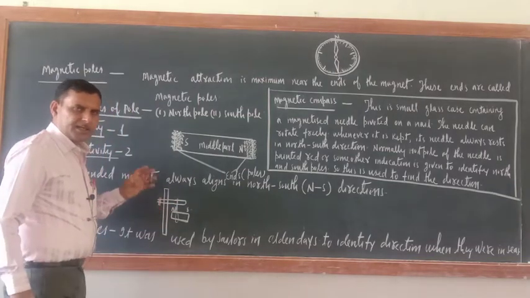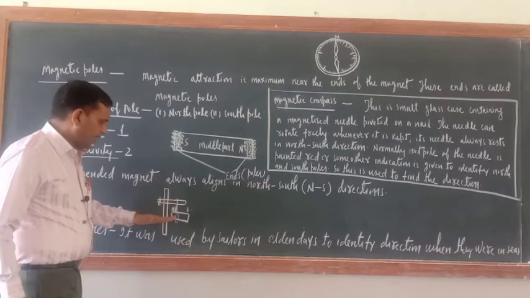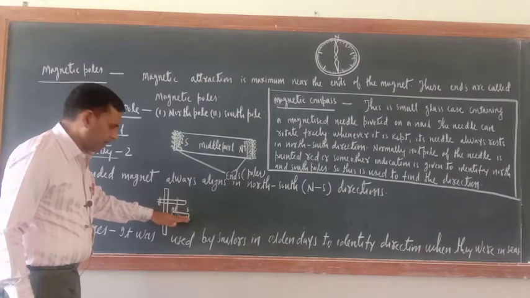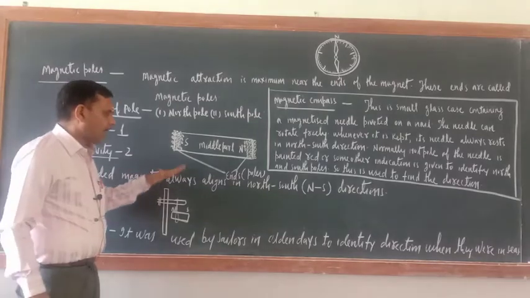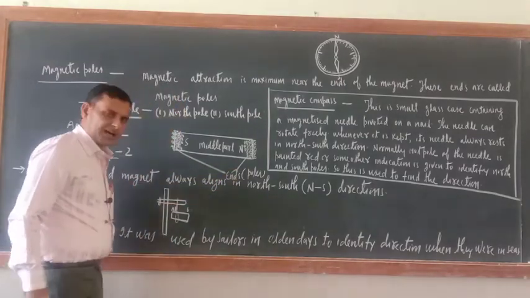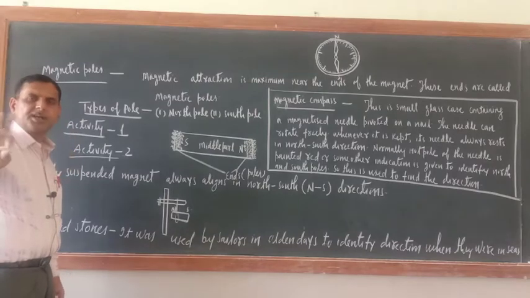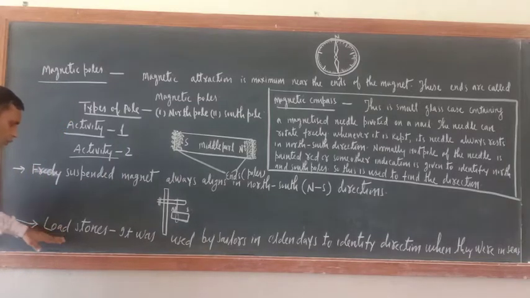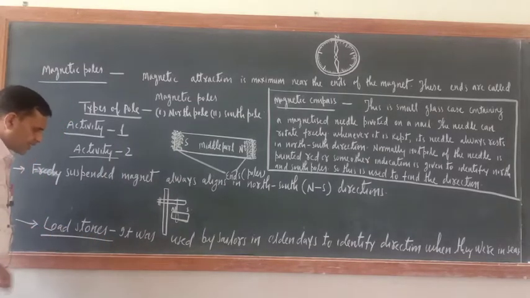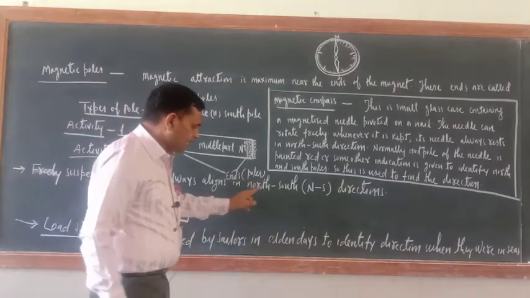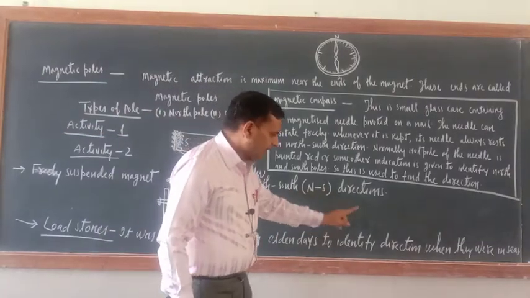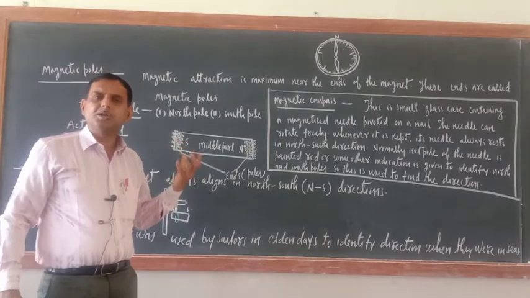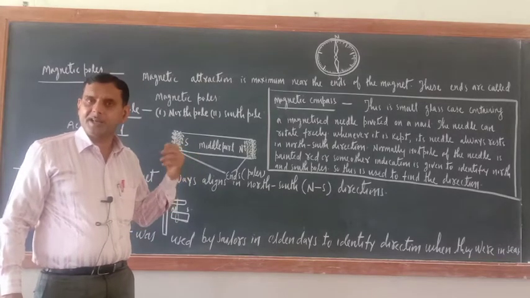So what you will see is that the magnet always rests in the north-south direction only, like that. So a freely suspended magnet always aligns in the north-south direction. It will not rest in any other direction. Lodestones were used by sailors in olden days to identify direction when they were at sea. Just see, right now there are so many technologies to find out the direction in which we are heading.